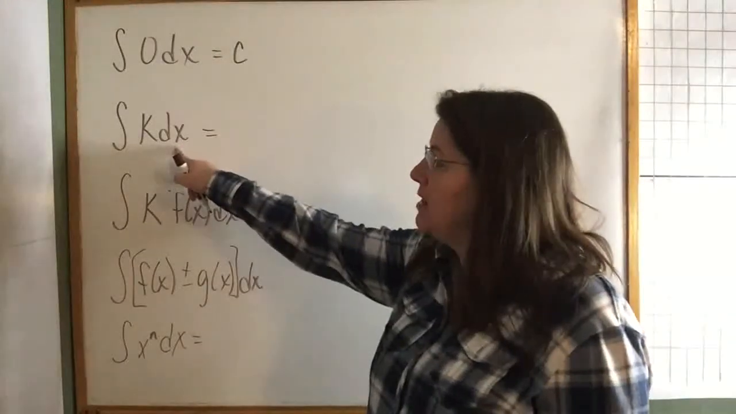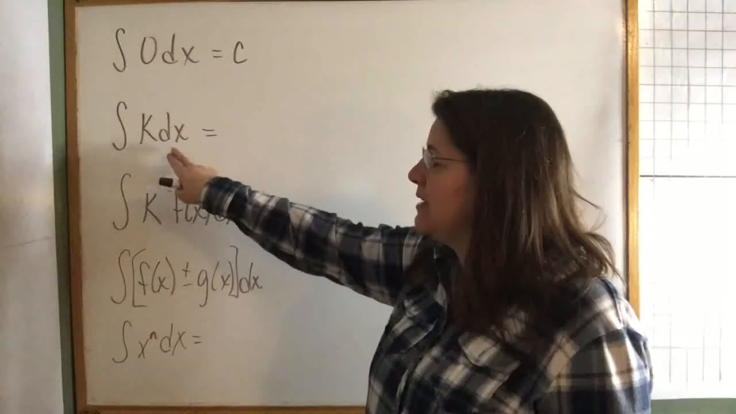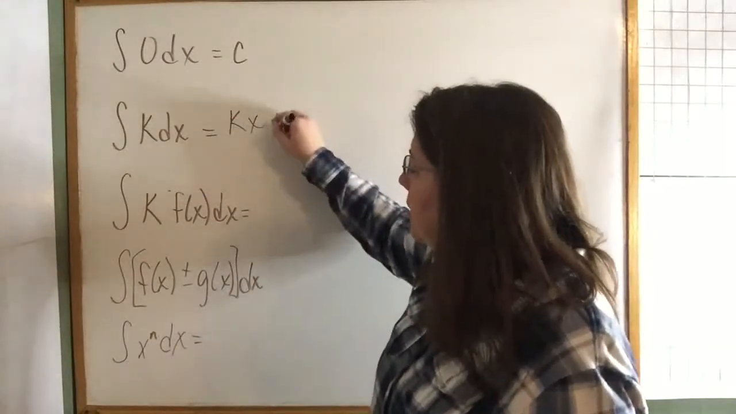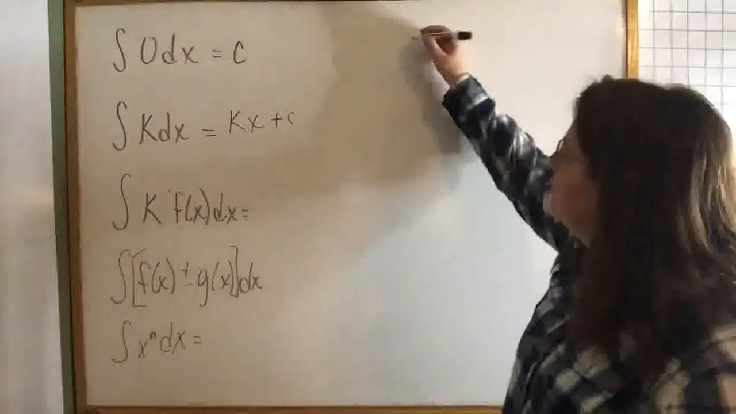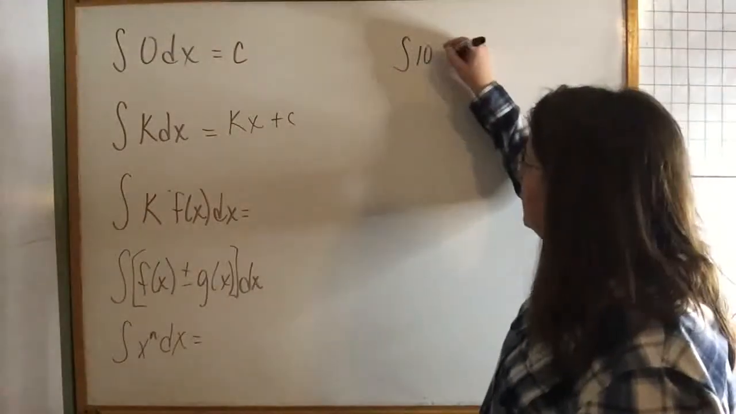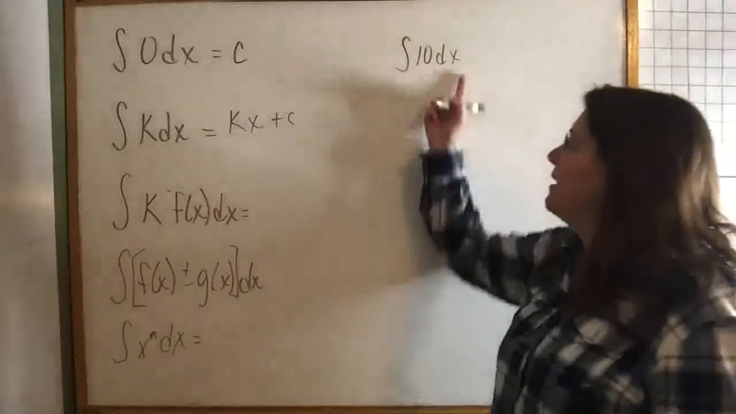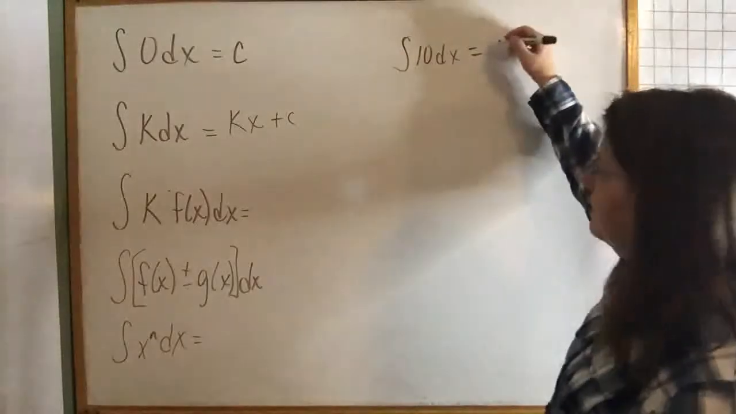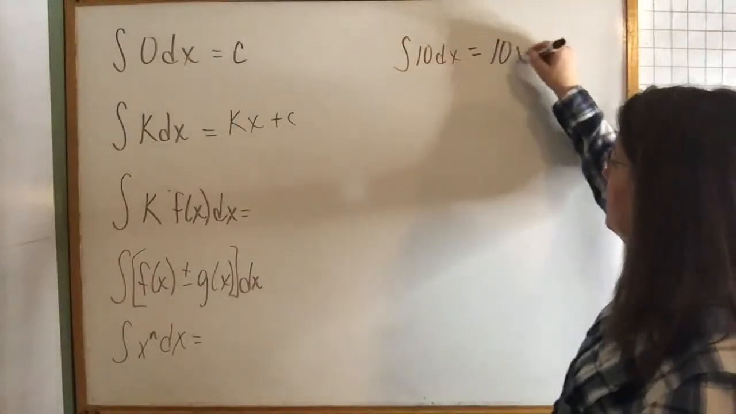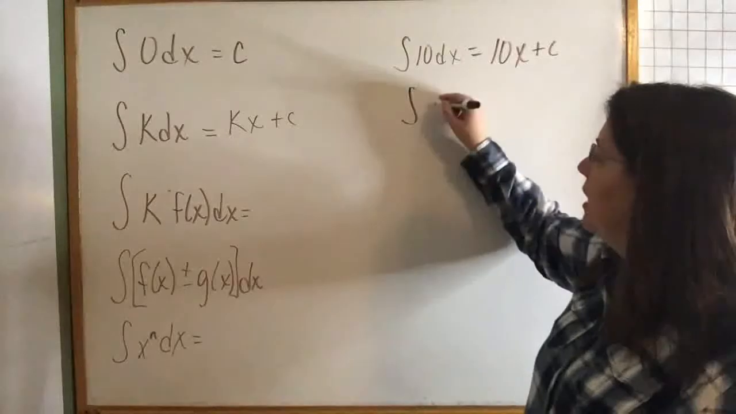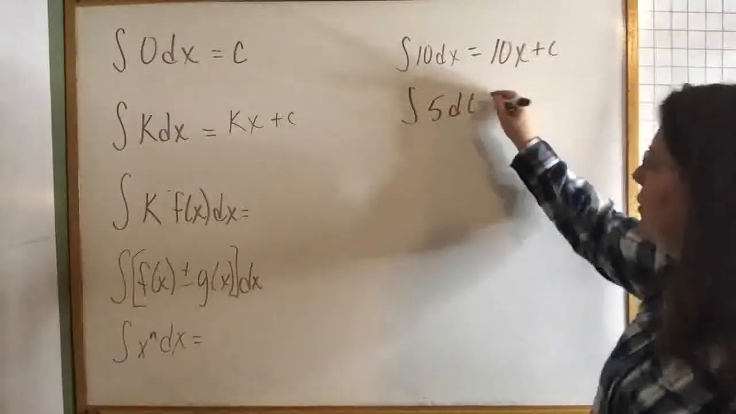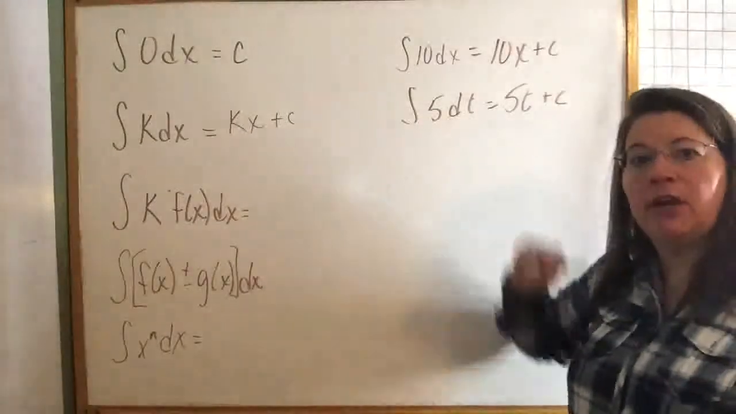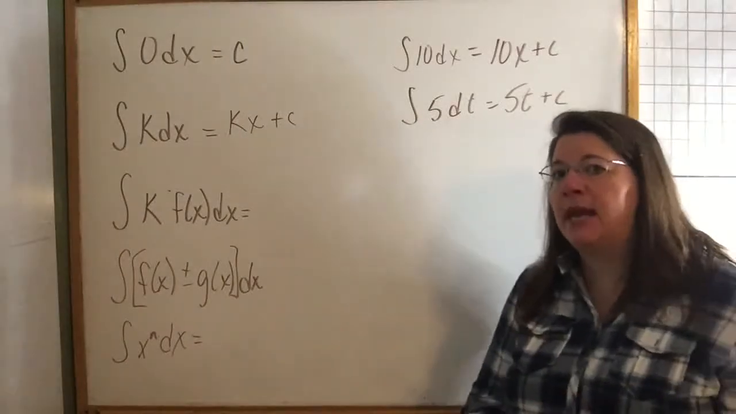So if you have a constant dx, the integral or antiderivative of k dx, that would just be kx plus c. An example of that would be the integral of 10 dx. The dx tells you what variable we were working with. So that would just be the antiderivative of 10 dx would be 10x plus c. The antiderivative of 5 dt, well, that would be 5t plus c. The dt tells us what variable to use. So that variable can be anything. It doesn't have to be x. It could be any variable.